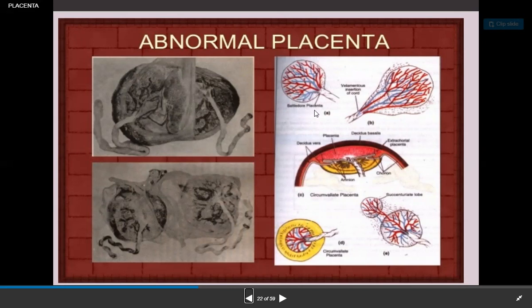This is battledore placenta, where the umbilical cord arises from the margin. So that is battledore. This is filamentous, because the filament continues at this side. So this is filamentous placenta. Then there is a circumvallate placenta, with a rounded structure which is not normally present. And this is succenturiata, that is, an accessory lobe which is present. So that is the succenturiate lobe. These are some abnormalities of the placenta.